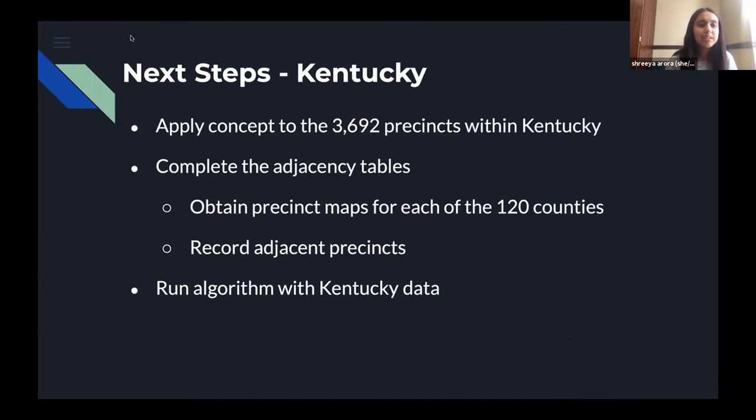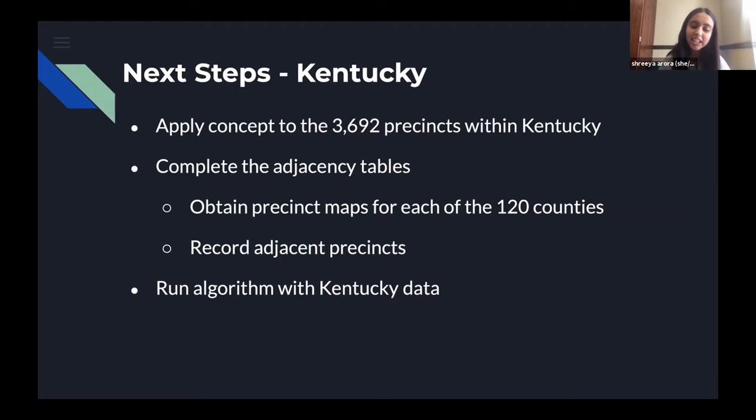And so the next step that Dr. Kessler planned on doing is looking at actually applying this to Kentucky. So Kentucky currently has 3,692 precincts. With this example, we only had 100 that we had to find the adjacencies for. And right now we are working on obtaining the precinct maps for all of the 120 counties within Kentucky. And this is taking a very long time.